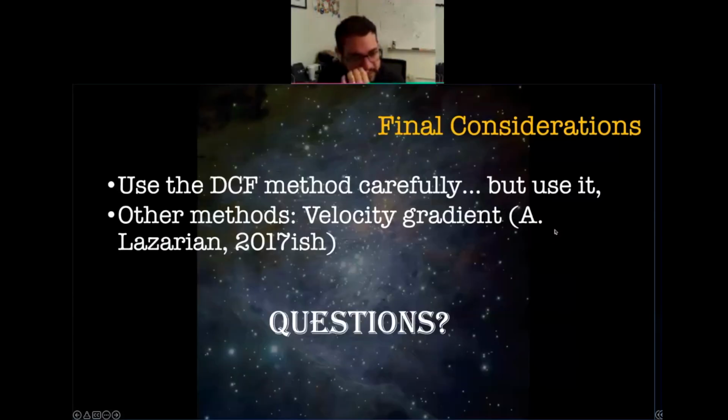Now, I just want to conclude this talk with the fact that although the DCF method has a lot of considerations and limitations, the more we use it, the more we know of these limitations, and we can address them. So of course, it's always good to know that there are other avenues to compare how to find magnetic field strength. And if you have any questions, I'll be happy to try to address them.